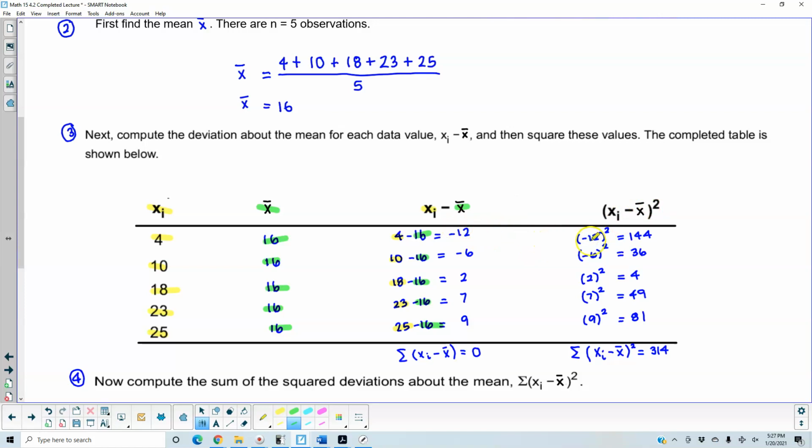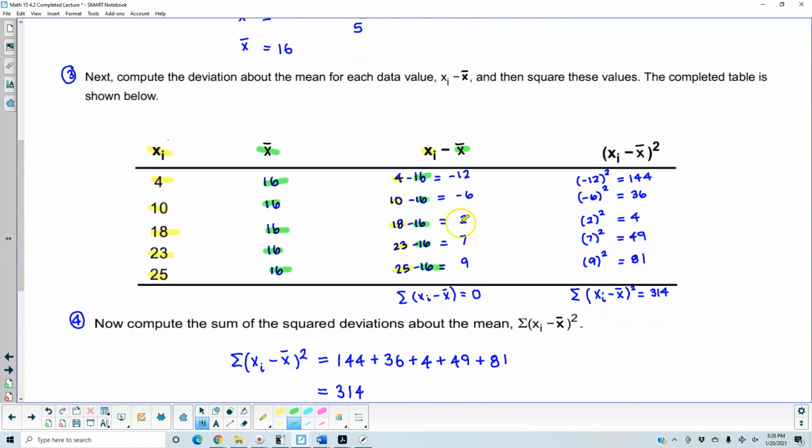So if we take negative 12 and square it, negative 12 times negative 12 gives us 144. Negative 6 squared gives us positive 36. 2 squared gives us 4. 7 squared gives us 49, and 9 squared is equal to 81. Now, when we add the deviations in the first column together, we end up getting 0. So this summation tells us to add this entire column to get 0. Now over here, we want to find the sum of all these squared items. So 144 plus 36 plus 4 plus 49 plus 81 gives us 314.